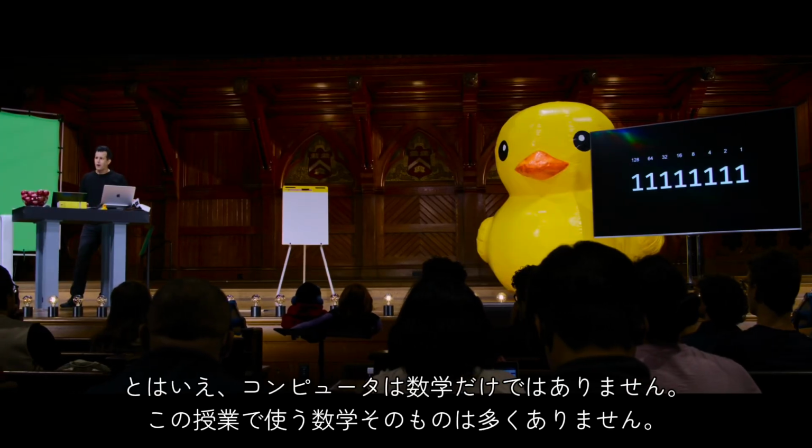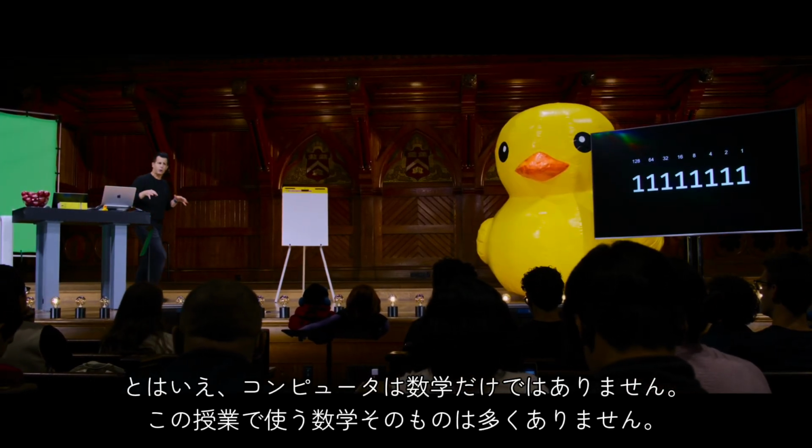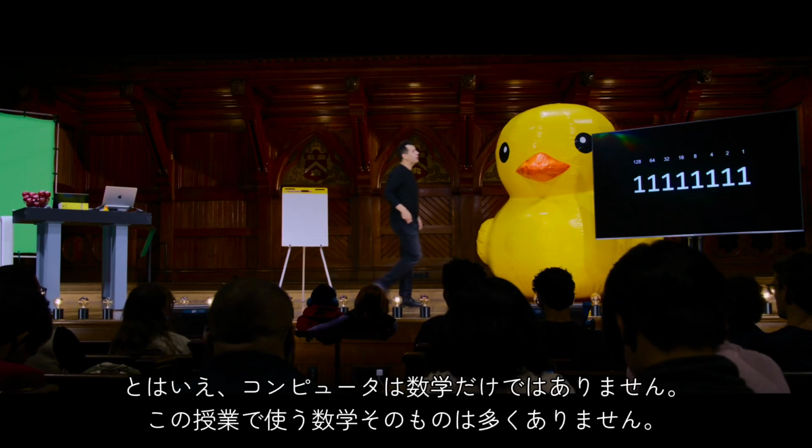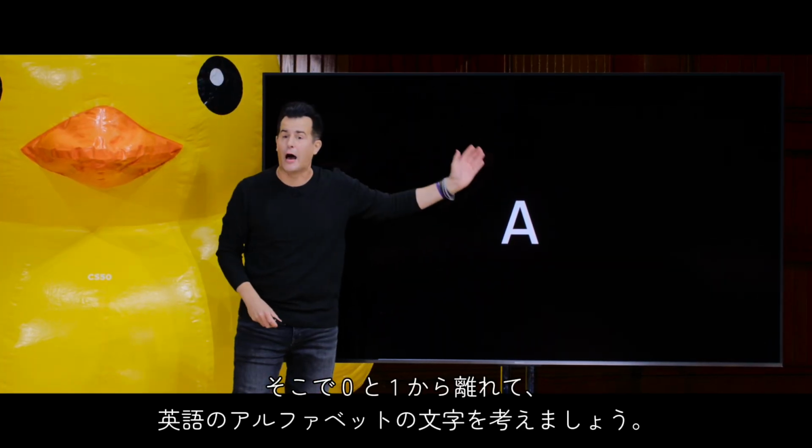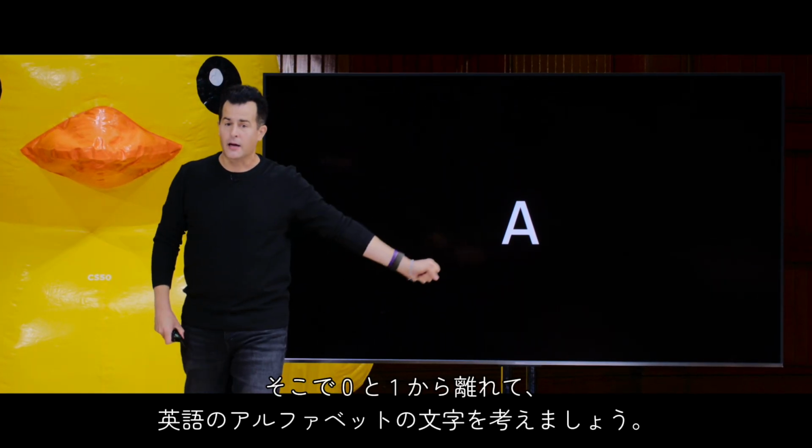But of course, computers are not all math. And in fact, we'll use very little math per se in this class. And so let's move away pretty quickly from just zeros and ones and talk about letters of the alphabet, say in English. Here is the letter A.